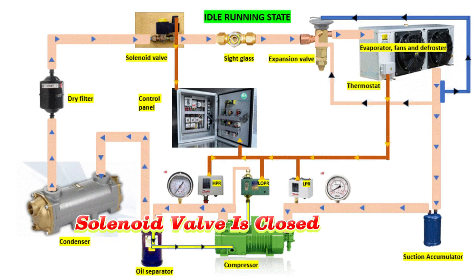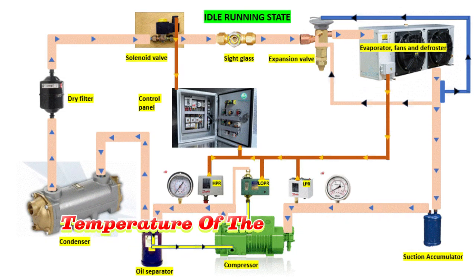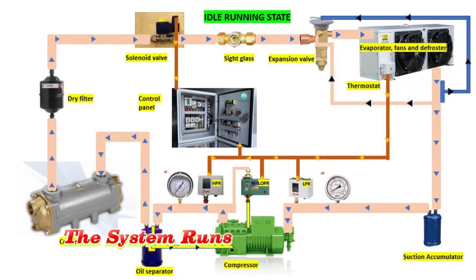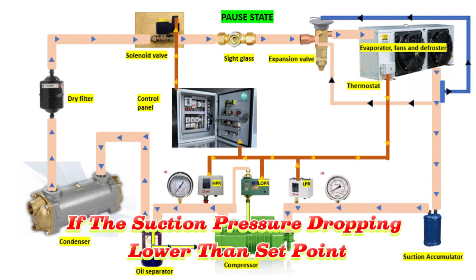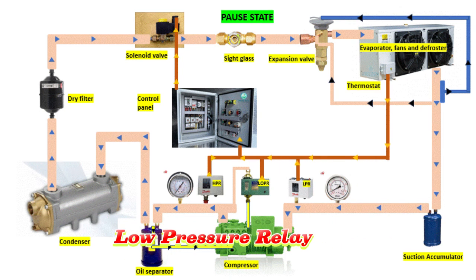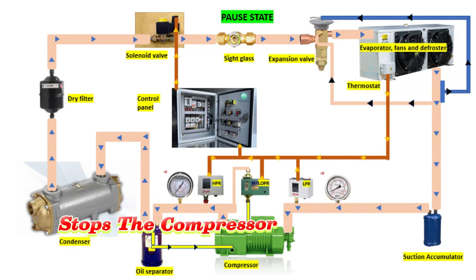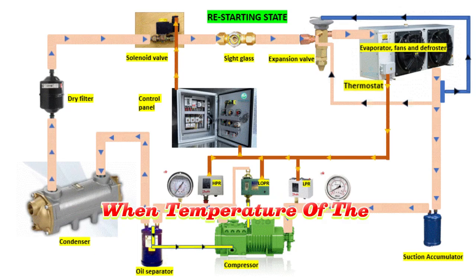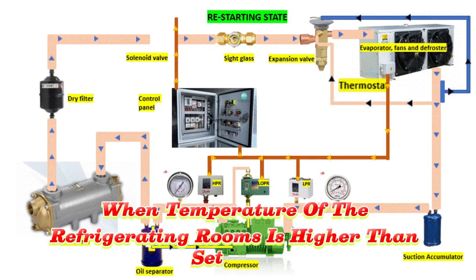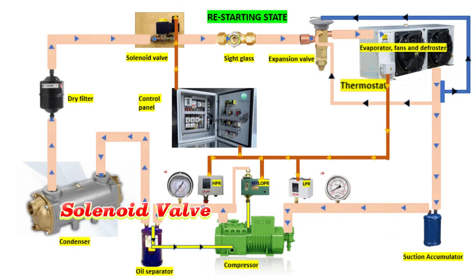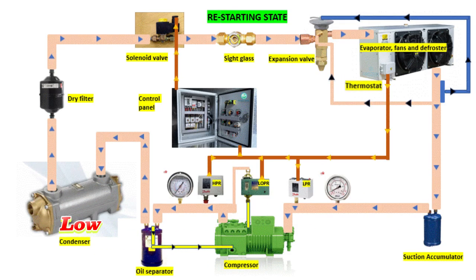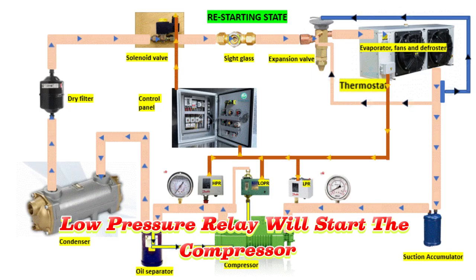The solenoid valve is closed by the thermostat when the temperature of the refrigerating rooms is lower than the set point. The system runs in the idle state. If the suction pressure drops lower than the set point, the low-pressure relay LPR stops the compressor to maintain the system in pause state. When the temperature of the refrigerating rooms is higher than the set point, the solenoid valve will open and the suction pressure will rise higher than the set point. The low-pressure relay will then start the compressor.